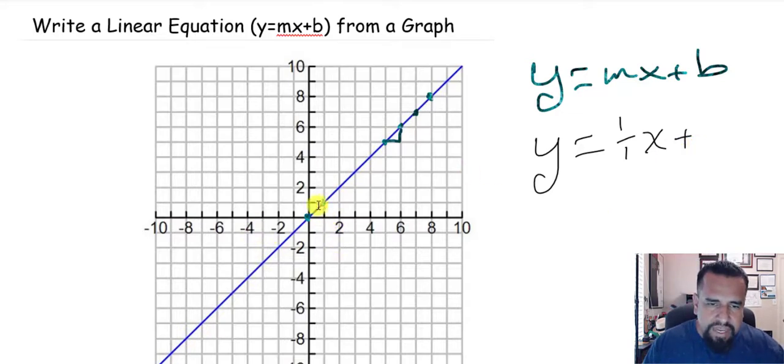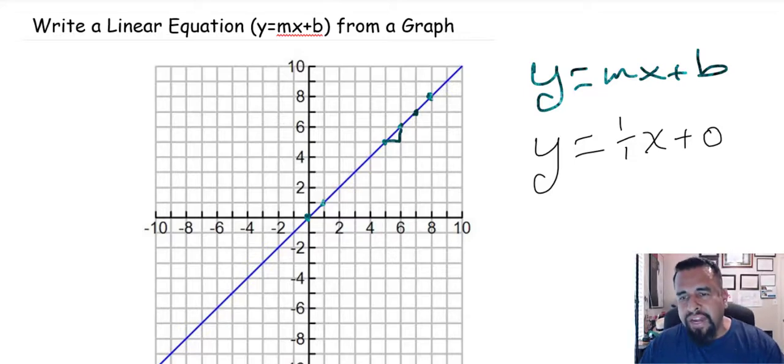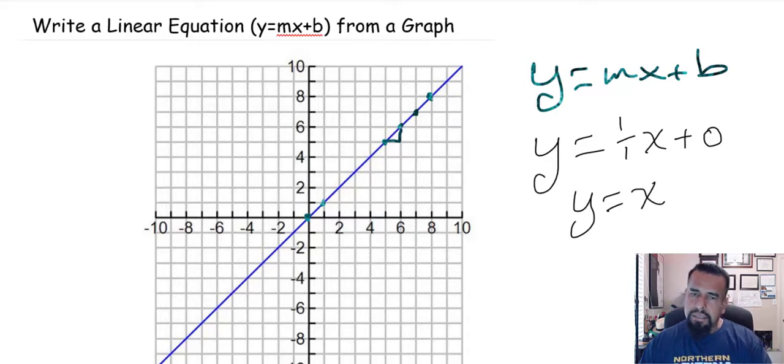And then my intercept is right here at 0, 0. Well, if it's at 0, 0, when you're first starting out, most people will make this. This is not a mistake. This is just not the way we write it. So the final answer should look like this. y = x. Because the slope is 1 over 1, so it's just 1x. So it goes to the origin.